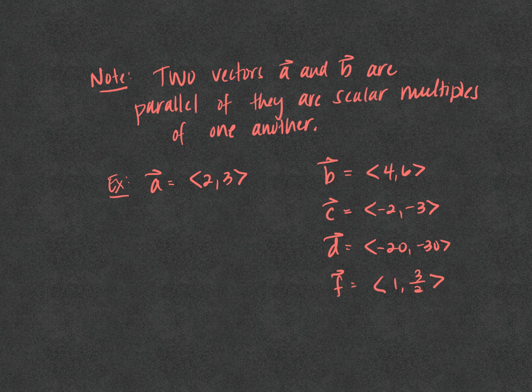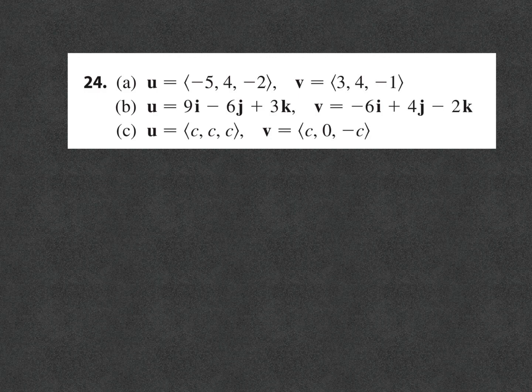There are some problems in your homework, and let's do one of those real quick. Let me find it real quick. Okay, so this is not the one from your homework, but it's similar to your homework. It's actually number 24. Your homework is number 23. So the directions say determine if the given vectors are orthogonal, parallel, or neither. Now, I like to start with parallel because obviously one is a multiple of the other.